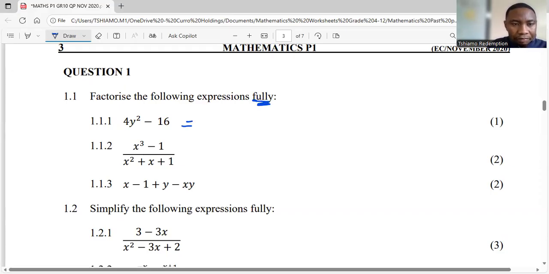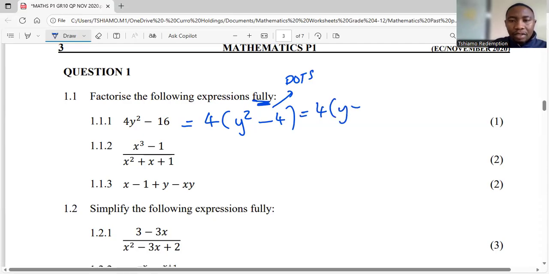So here, first thing I can do is to take out a common factor of 4. And I have that. And then I realize inside the bracket, I have a difference of 2 squares. Call it dots. So you need to simplify it again.